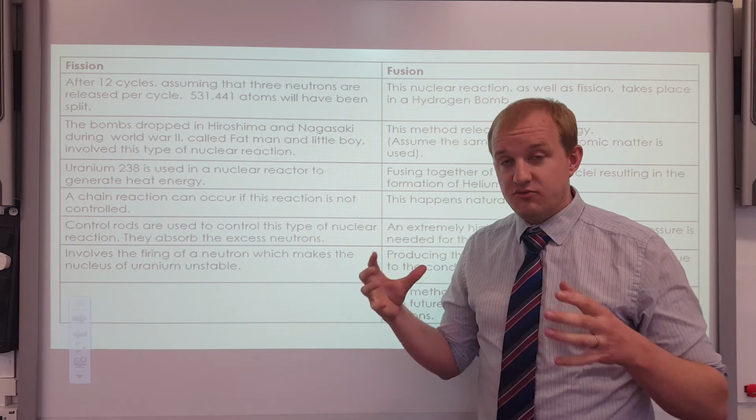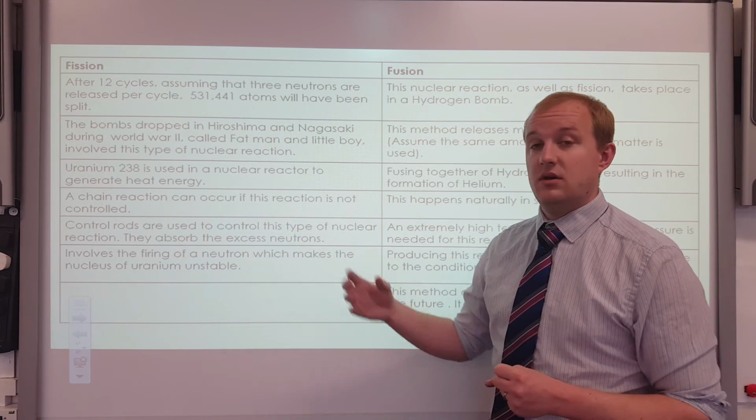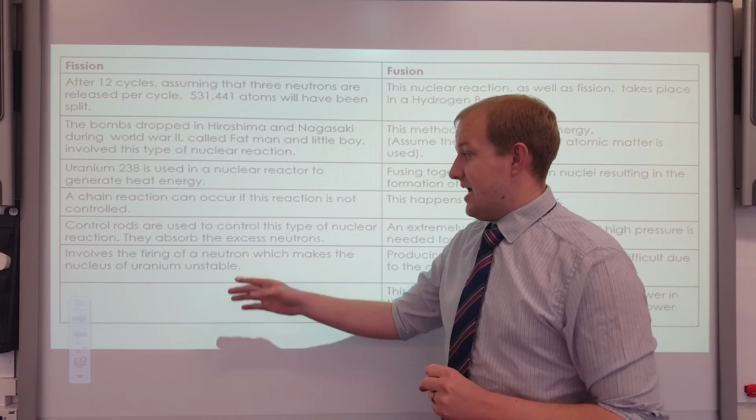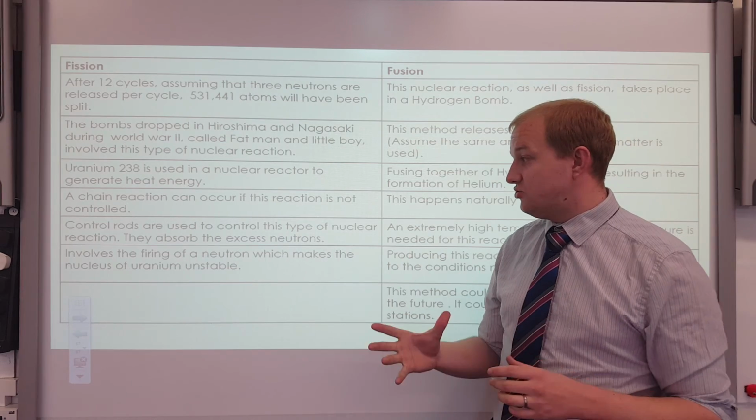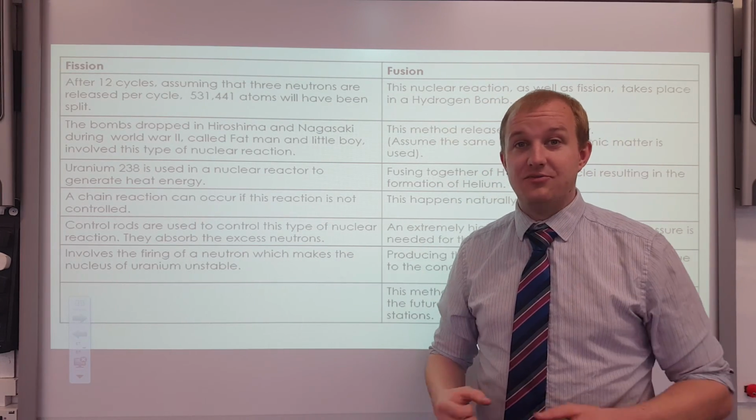Control rods are used to reduce the number of neutrons that are there to stop this from happening. It involves the firing of a neutron, which makes the nucleus of a uranium atom unstable and break down and release energy.